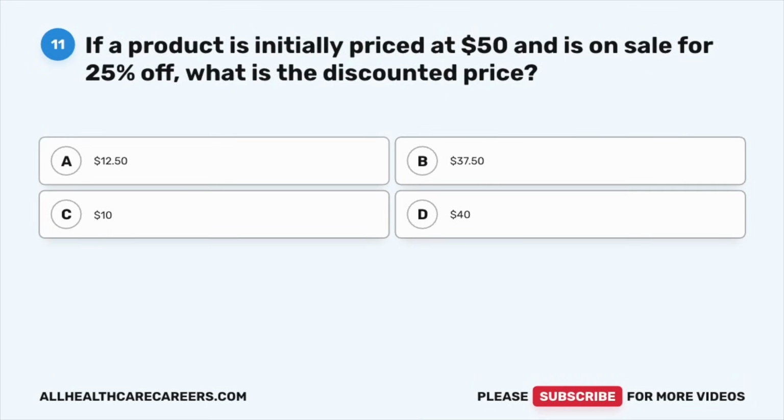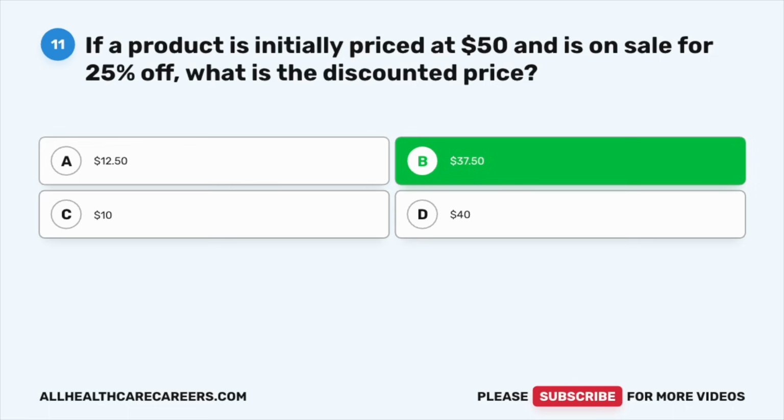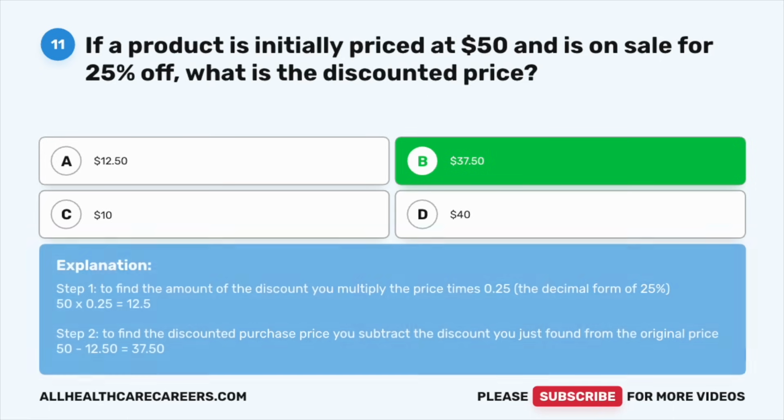If a product is initially priced at $50 and is on sale for 25% off, what is the discounted price? Option A, $12.50. B, $37.50. C, $10. D, $40. The correct answer is B, $37.50.